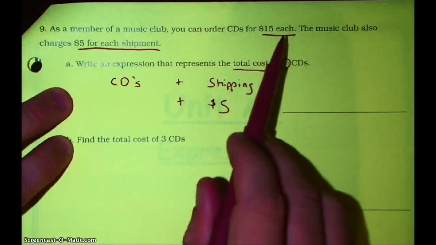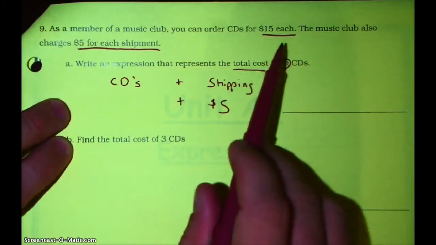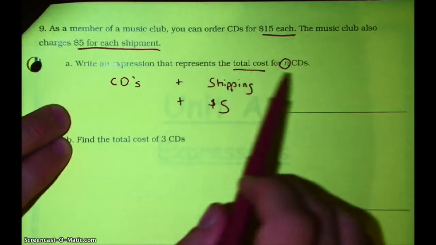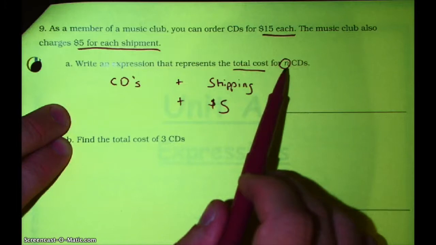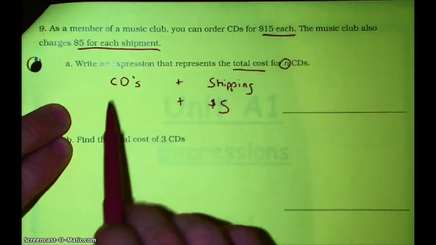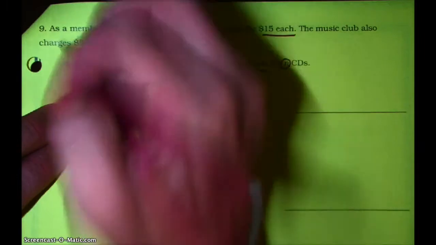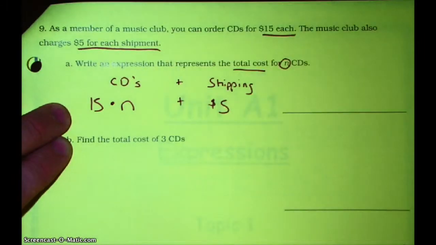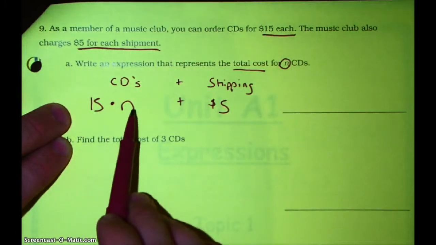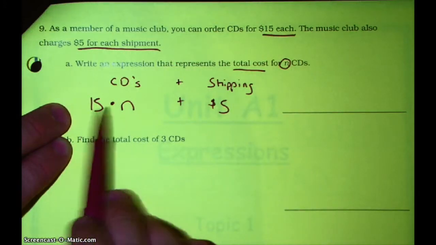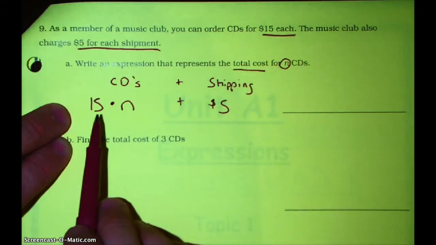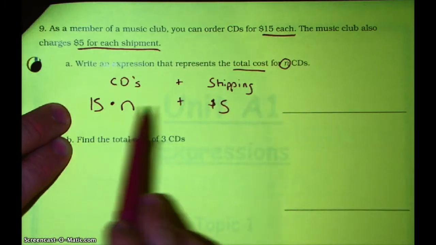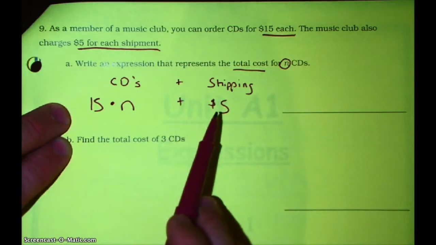Well, they're $15 each, so it's $15 for one, $30 for two, $45 for three, so on and so forth. And since I'm not told how many CDs I will buy, I will have to use the variable N. In order to figure out the amount of money I will spend on CDs, I'll take 15 and multiply by the number of CDs that I buy. 15 times 1 would be $15. If I bought 2 CDs, it would be 15 times 2, which is $30. If I bought 10 CDs, it would be 15 times 10, which is $150. And then I would have to add on the $5 extra for the shipping.